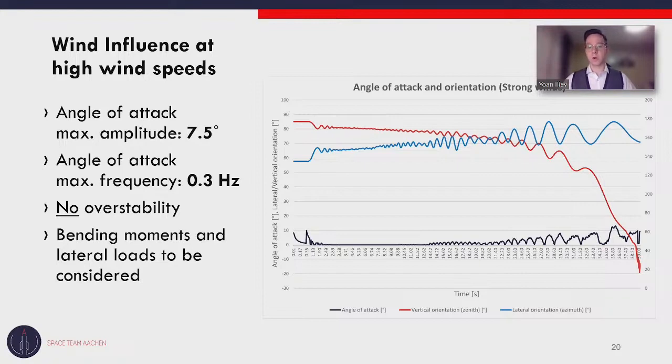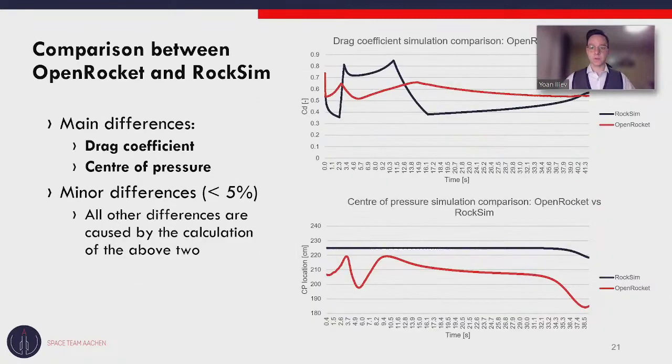If the rocket were overstable, the horizontal orientation would occur earlier, before apogee and at higher total speeds, which would be very difficult to handle and pretty dangerous for the recovery system ejection. So there is no overstability, and this is verified through the wind analysis. With the next slide, we go to the comparison between those software.